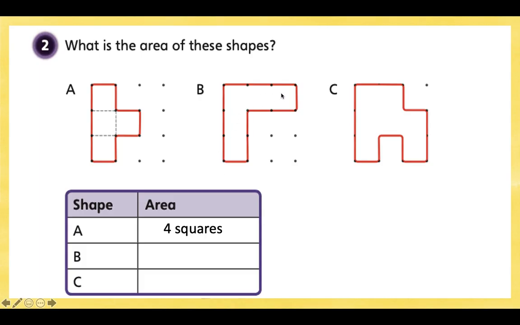Let's try B. 1, 2, 3, 4, 5. This is equal to 5 square units. And if we look at C, it's a little bit hard, but we have the dots to help us. So we know that there is an imaginary line here, so that makes it 1 line here, which makes it 2 squares, and we have 1 line here and 1 line here. So 1, 2, 3, 4, 5, 6, and 7. That equals 7 squares or 7 square units.